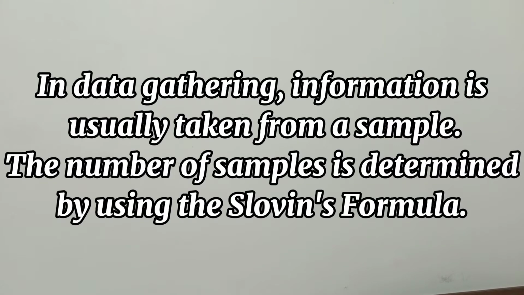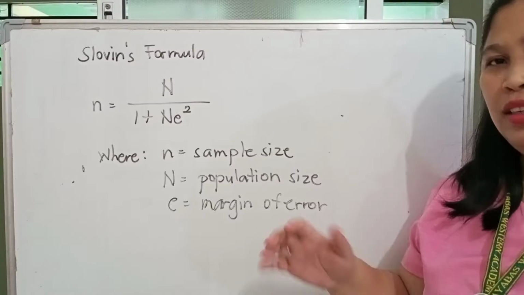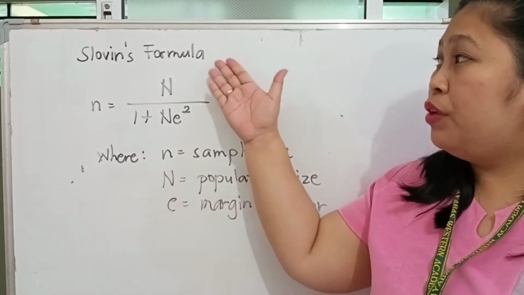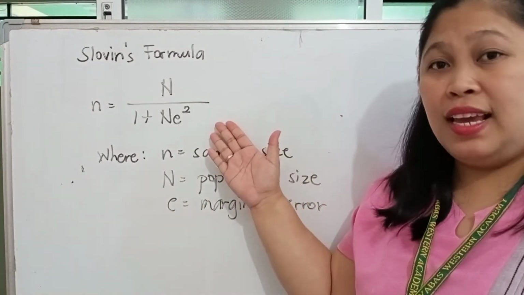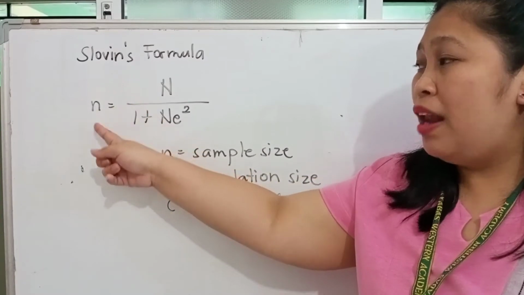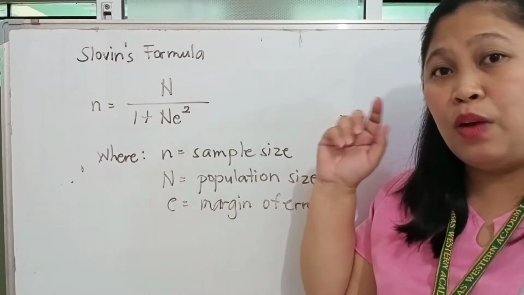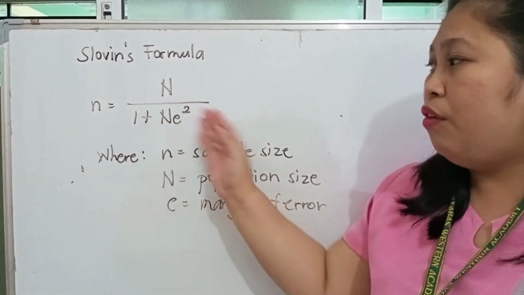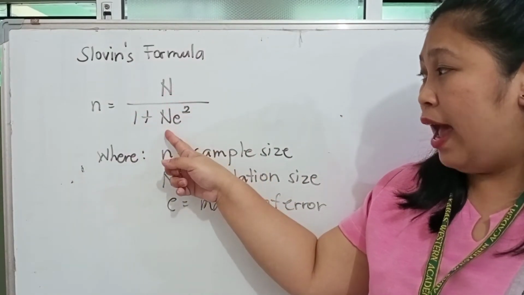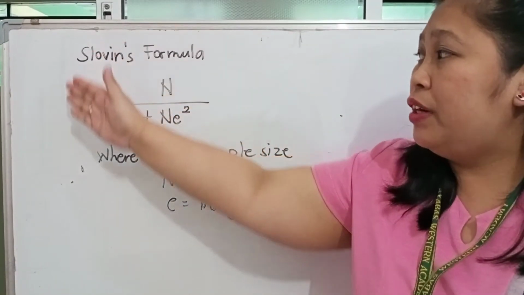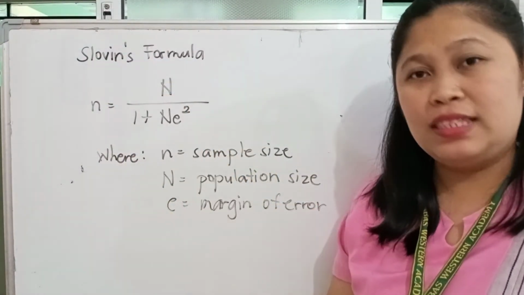In data gathering, information is usually taken from a sample. So the number of samples is determined by using Slovin's formula. Okay class, in finding the sample size, we're going to use Slovin's formula. So this is our formula. We have small letter n, which stands for the sample size, equals capital letter N, which stands for the population size, all over 1 plus the population size multiplied by the square of our margin of error. So in finding the sample size, we are going to use this formula.